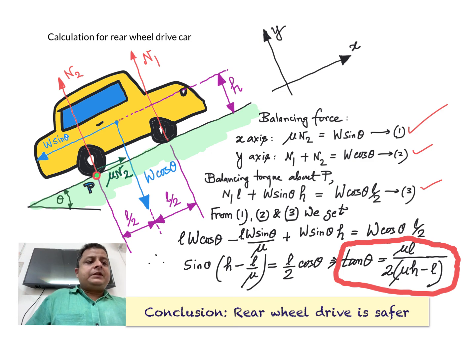If you compare the values, you see tan theta is more in the case of the rear wheel drive car. That means the rear wheel drive car can climb a higher slope in comparison to the front wheel drive car.